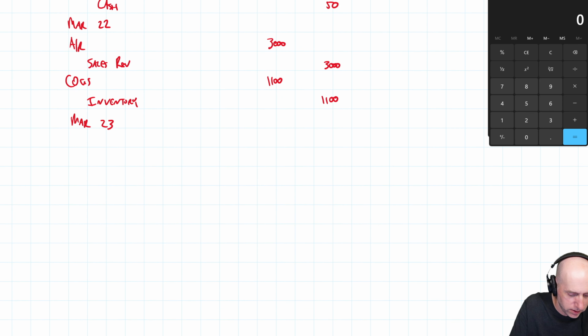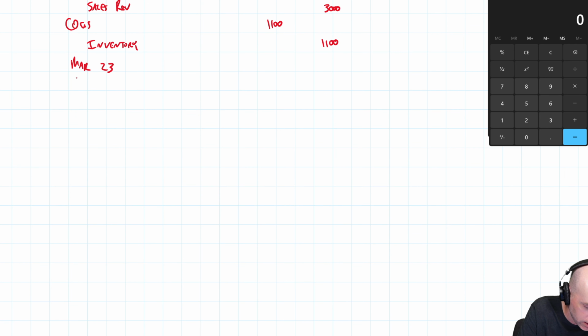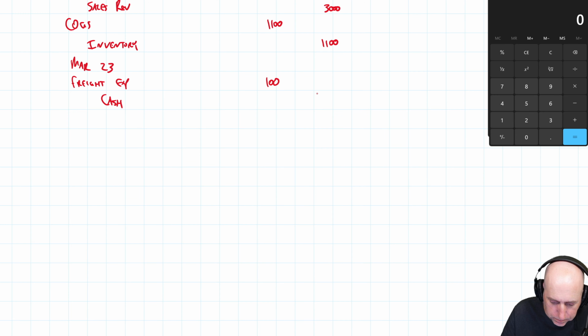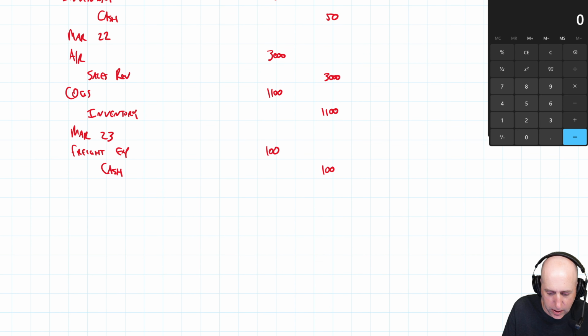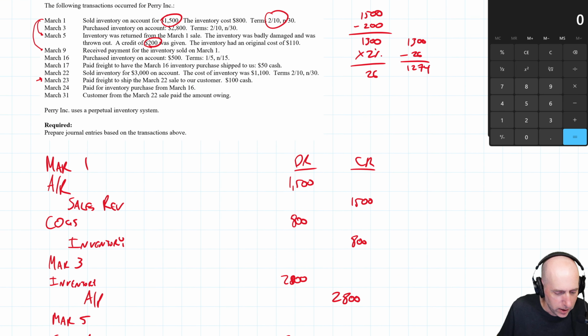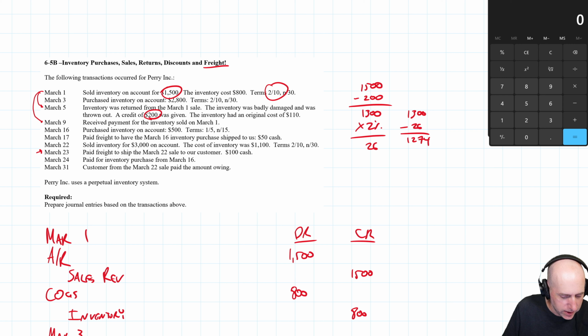$100 cash. Okay, so this is a pretty straightforward expense. Debit freight expense or shipping expense, credit cash, $100. And by the way, we're still making good money on the deal. We sell it for $3,000. Our cost is $1,100 plus $100 of freight for this transaction. We're still happy to do that and make that sale.